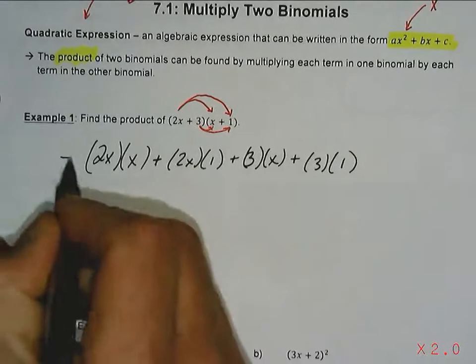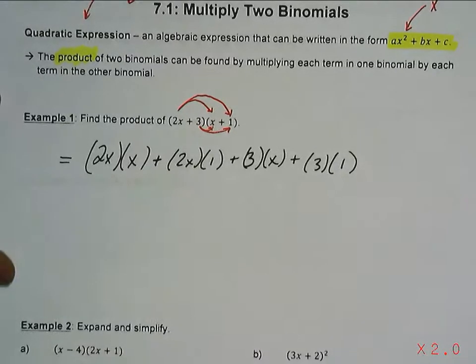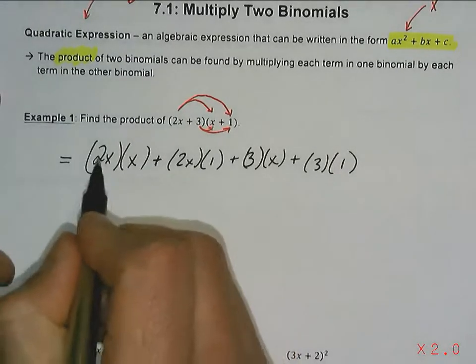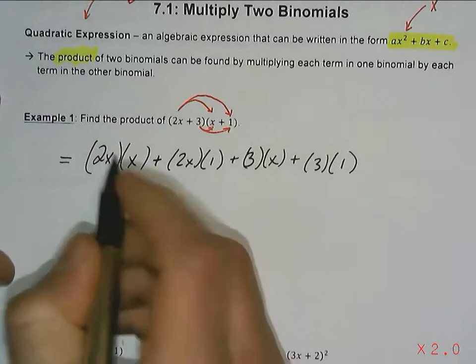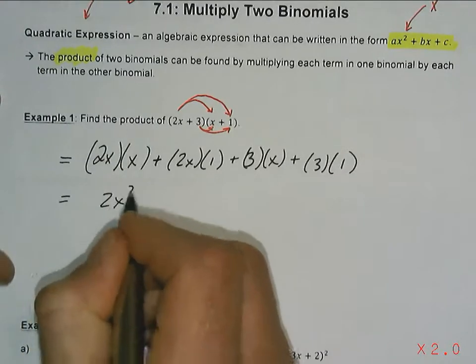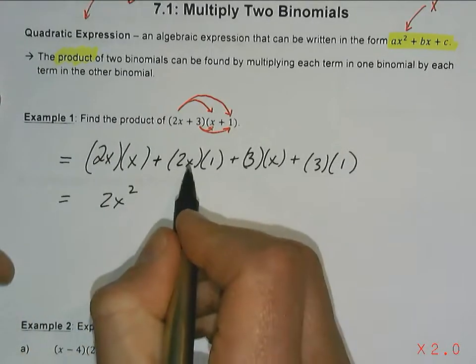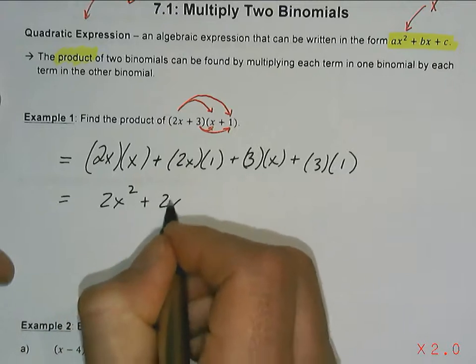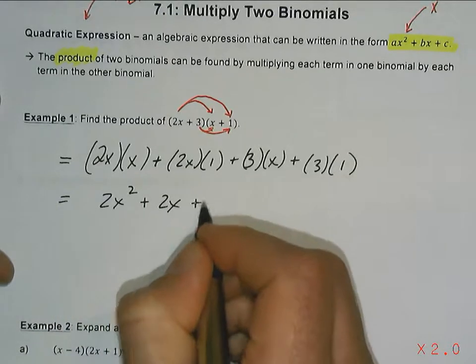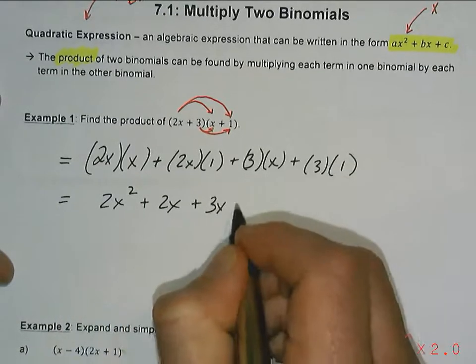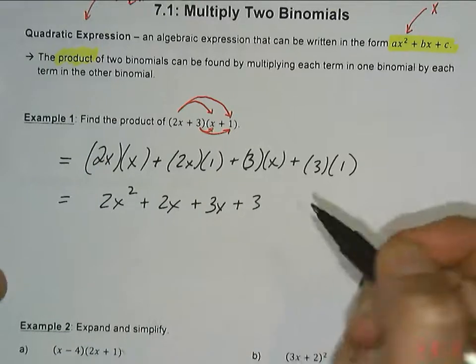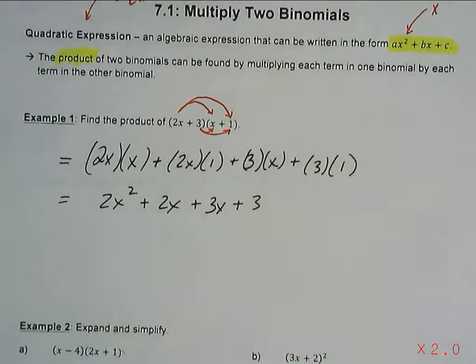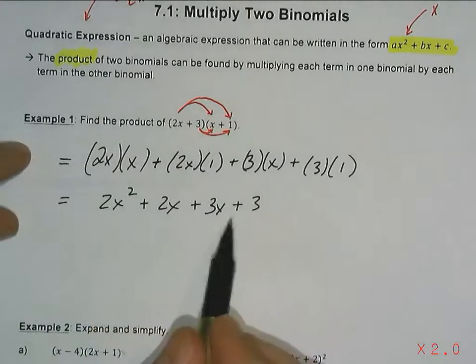So now the next step is to do this multiplication. 2x times x is 2x squared. 2x times 1 is 2x. 3 times x is 3x. 3 times 1 is 3. And that's beautiful. We took two binomials, two terms multiplied by two terms, and we ended up with 4 terms.